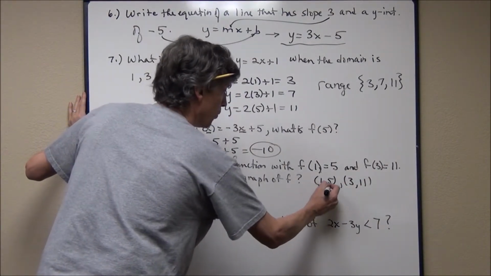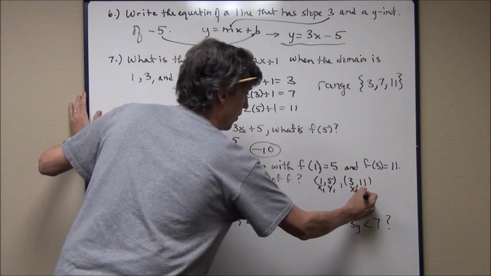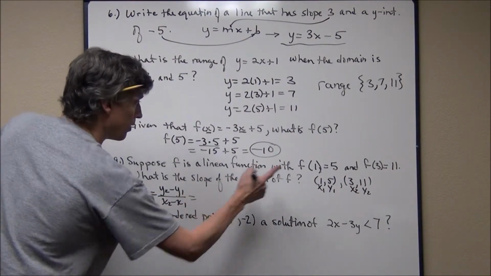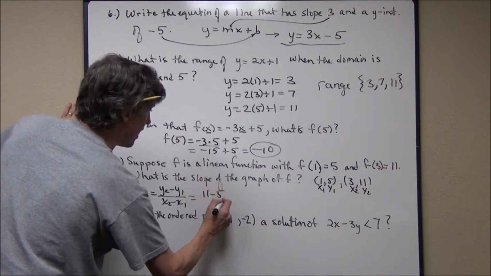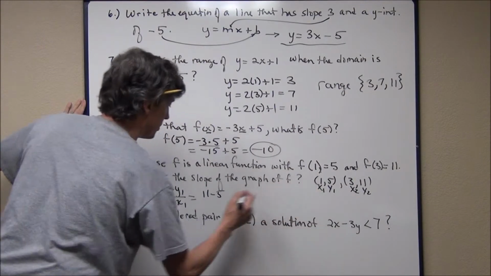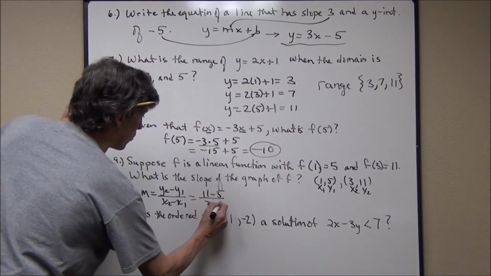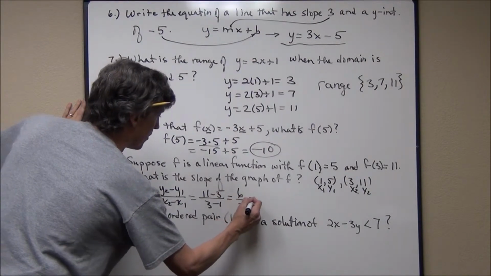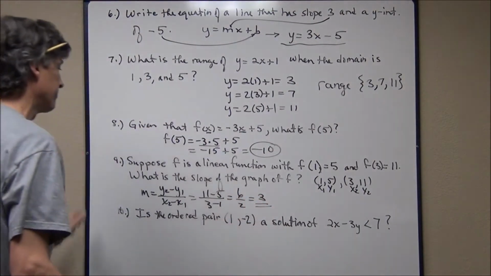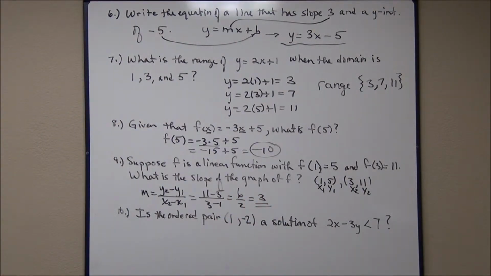So I'll call this x1, y1, and I'll call this x2, y2, and I'll substitute right in. I get 11 minus 5, y sub 2 minus y sub 1, all over x sub 2 minus x sub 1, 3 minus 1. So this is 6 over 2. My slope is 3.